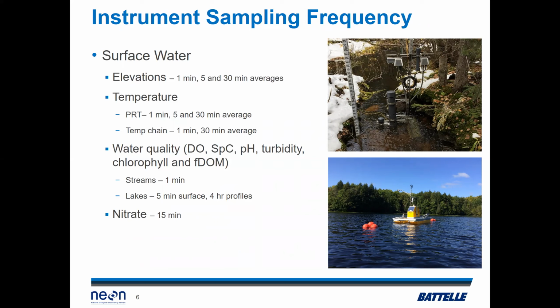For our stream sites and the surface of the river and lake sites, we use a platinum resistance thermistor. And then the lake and river sites also have a temperature chain that continuously measures temperature at discrete depth intervals. Water quality, those were the parameters I talked about in the previous slide. For streams, those are measured every minute at both the upstream and downstream location. And then for lakes, these parameters are measured every 5 minutes at the surface, and then every 4 hours, a depth profile will be collected, measuring those parameters at various depths within the water column. And then nitrate at 15-minute intervals.